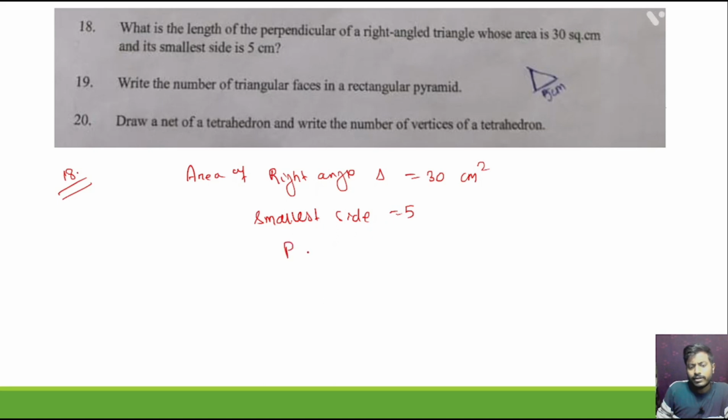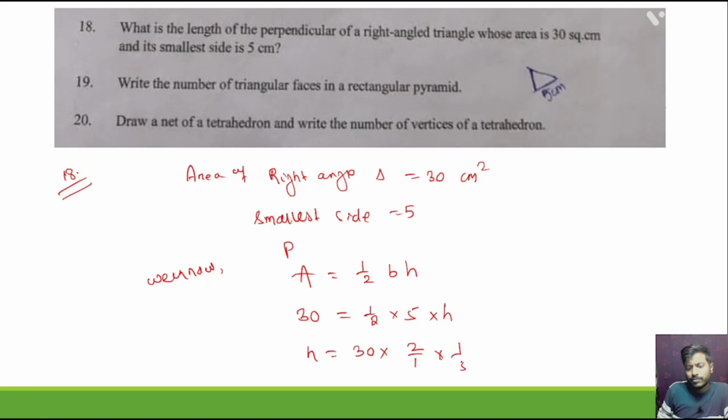So we know the formula: area is equal to 1 by 2 base into height. Yes or no? Height means perpendicular. So in place of area we put 30 is equal to 1 by 2 into base 5 into h. Now h equals 30 into 2 by 1 into 1 by 5. 5 sixes are 30, 6 twos are 12. So the answer is 12 centimeter. Okay.